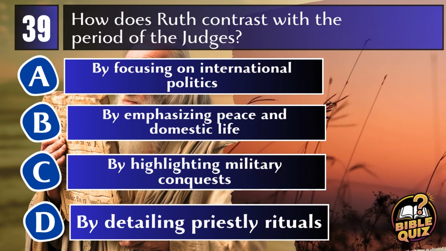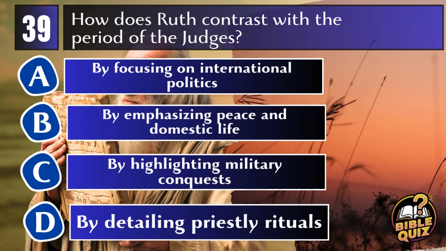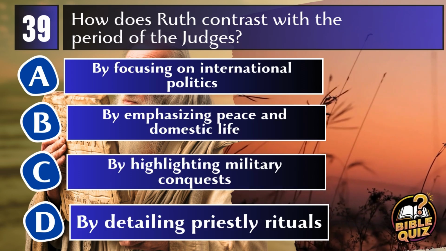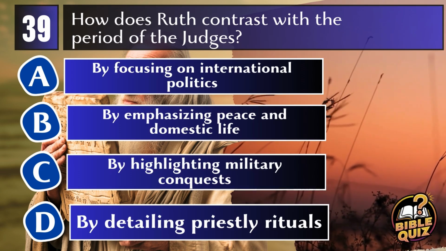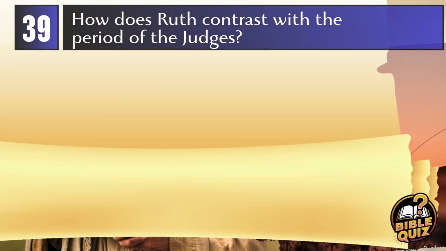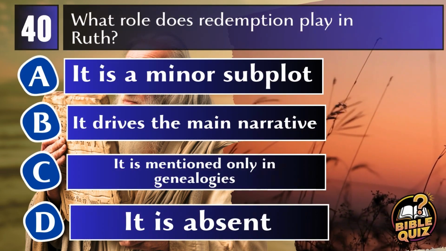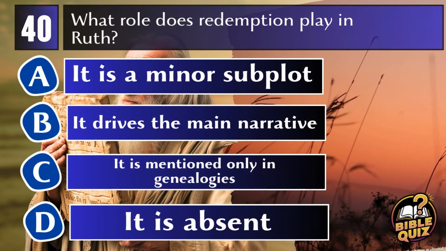A. By focusing on international politics. B. By emphasizing peace and domestic life. C. By highlighting military conquests. D. By detailing priestly rituals. Answer B. By emphasizing peace and domestic life. The story of Ruth contrasts with the turbulent period of the Judges by focusing on personal relationships, loyalty, and domestic life, providing a narrative of hope and restoration amidst the broader context of national moral and social chaos. Question 40. What role does the theme of redemption play in the Book of Ruth?